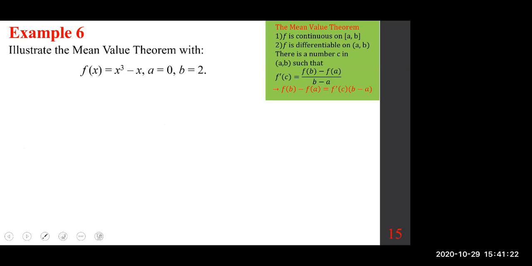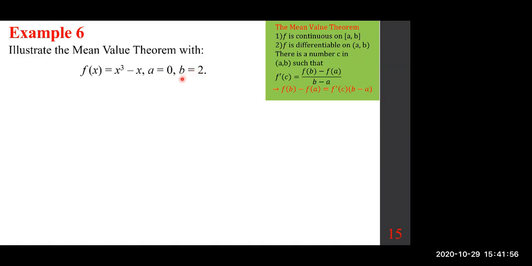f of x is x cubed minus x, and we're going to go from 0 to 2, a and b. So illustrate the mean value theorem. That means, look at number 1, is it continuous? Number 2, is it differentiable? The function is a polynomial of degree 3, or cube function. Therefore, it is continuous on the closed interval of 0 to 2, and differentiable in the open interval of 0 to 2.